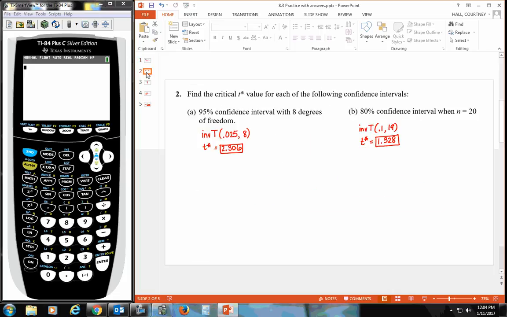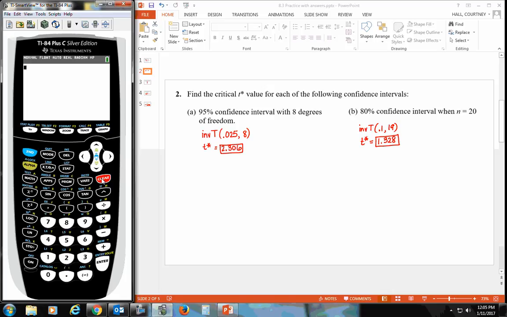Number 2, find the critical t-star value for each of the following confidence intervals. On part A, they give us a 95% confidence interval with 8 degrees of freedom. So I'm going to go second vars. Let me back up a second and say, if you're having trouble with what to put in the area, I know a lot of students are having trouble with how many decimal places to use.